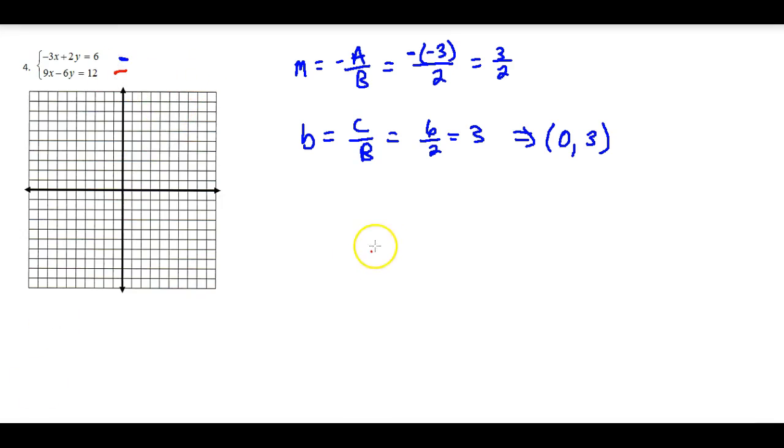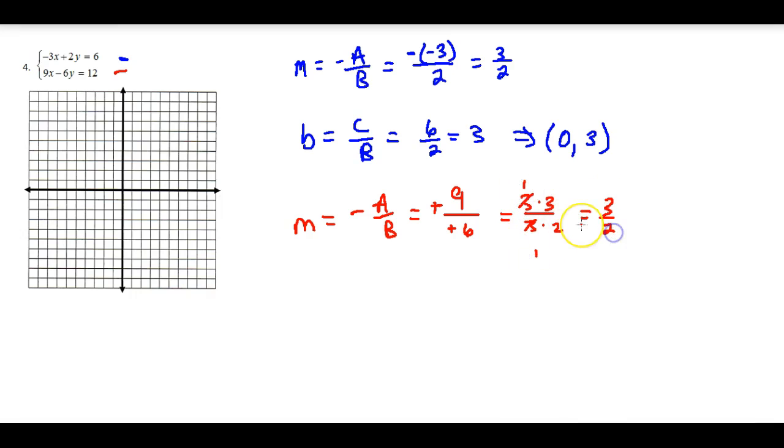Okay, so now let's look at the second equation. We'll write this in red this time. The slope is going to be minus a over b. Our a is 9, and our b is a negative 6. Of course, a negative divided by a negative gives us a positive. And we know that 9 is 3 times 3 and 6 is 3 times 2, so that reduces, and we just get 3 over 2.